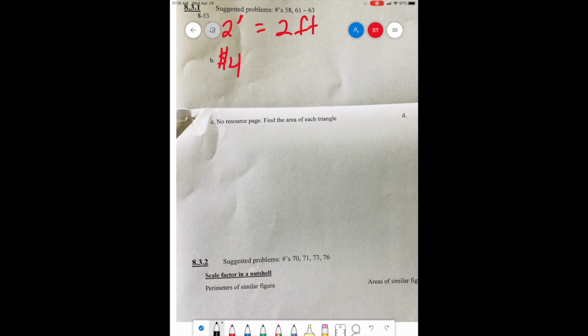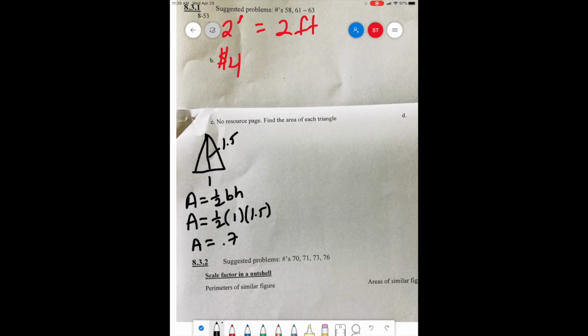Well, if I have the small triangle, it told us that it's 1 foot wide by 1.5 feet tall. So remember the formula? A equals 1/2 base times height for a triangle. A equals 1/2, base is 1, height is 1.5. You pop that in the calculator. See, half of 1 is 0.5, and 0.5 times 1.5 is 0.75 feet squared.